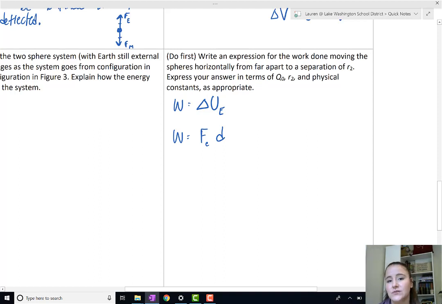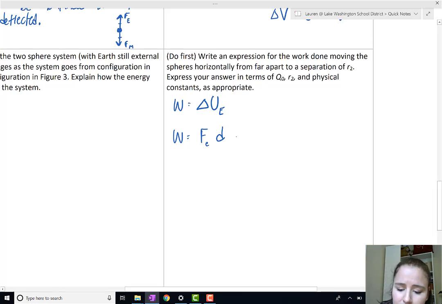Both of these will get us to the same answer. I'm going to start from the definition of work, the force electric times the distance, because that equation is one I'm a little bit more familiar with. And we know that when they are far apart, they exert no electric force. So the work will just be done from the electric force that they exert when they're at that distance.